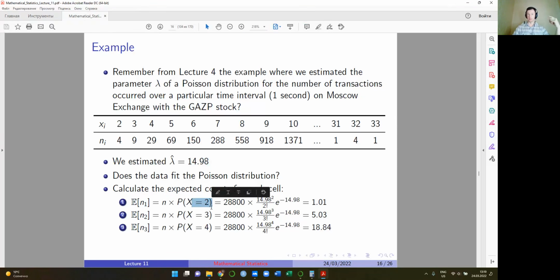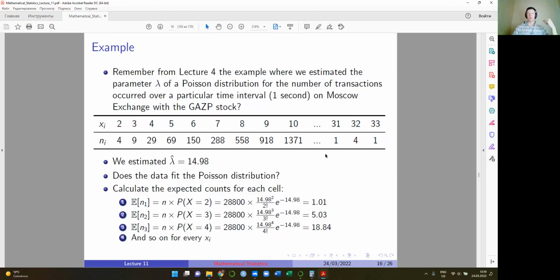The probability that x equals 2, x equals 3, 4, 5, 6, 7, 8, 9, 10, up to 33. So basically there are going to be 32 calculations. Look, not 31, not 33, because we start with 2. So how many groups are going to be here? 32, not 33. Be careful. We have 32 groups here.